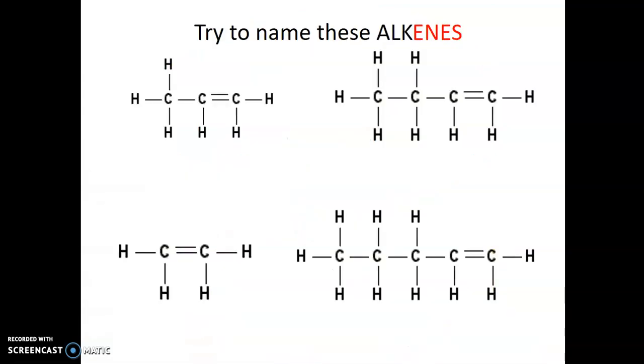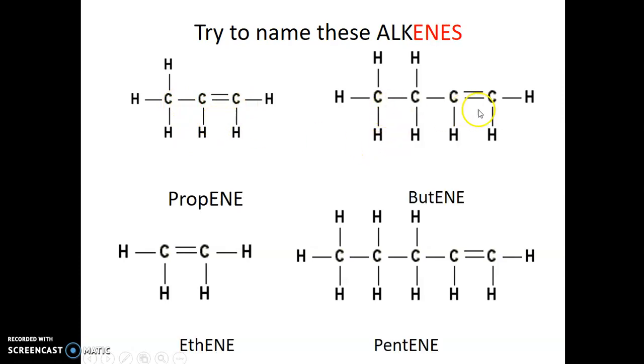So, naming these then, it's exactly the same process. You need to remember the names of some of the alkanes. If it's got 3 carbons, it would be propane, but because it's got a double bond, it is propene. If it's got 4 carbons, it would be butane, but because of the double bond, it is butene. Again, 2 carbons, if it's an alkane, it would be ethane. This one has a double bond, so it's ethene. And 5 carbons, if it was an alkane, it would be pentane. This one has a double bond, so it's pentene.